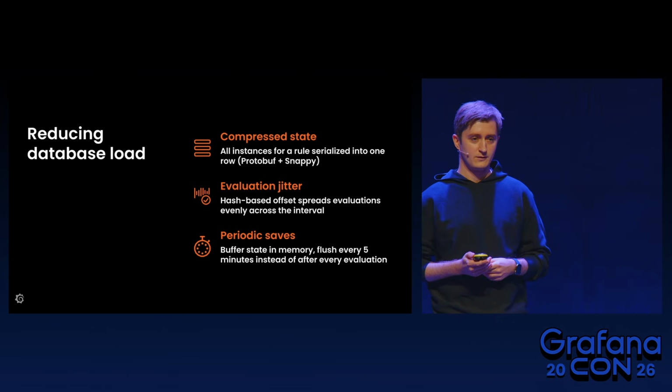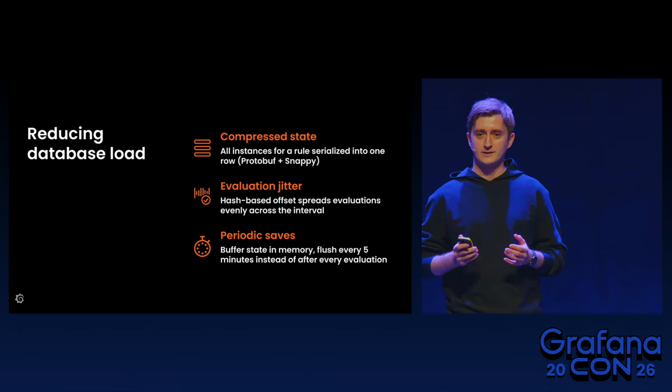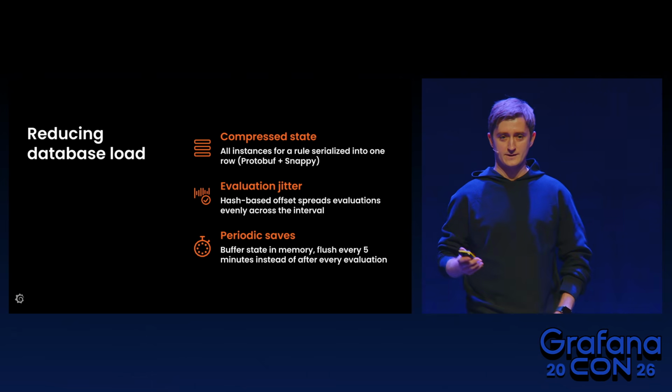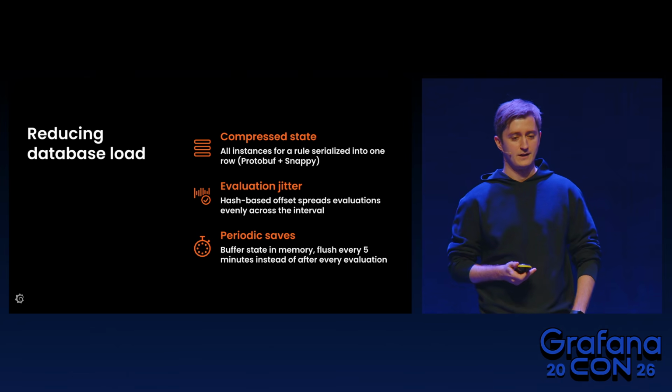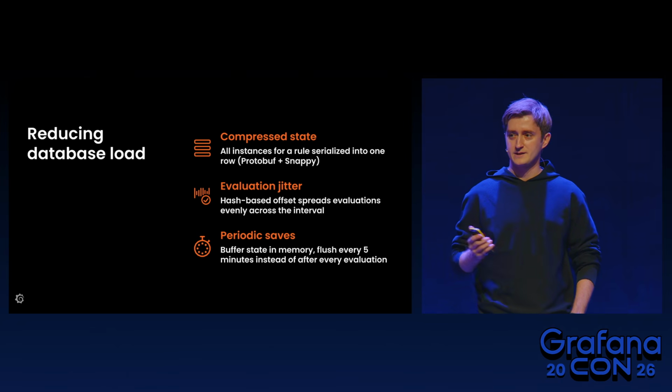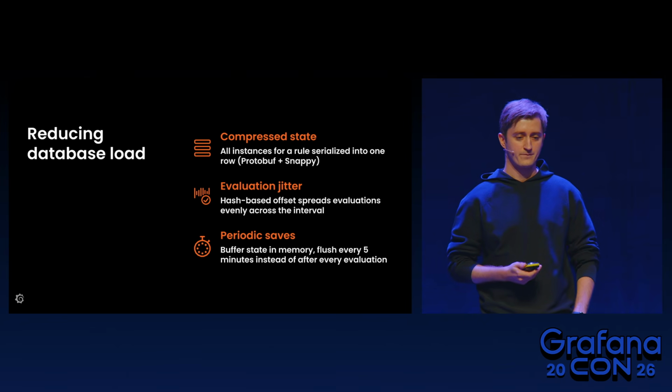And evaluation jitter, without which Grafana runs all alert rules on the same interval at once, and that creates a thundering herd that slams your database and data sources. So instead, it can calculate a deterministic offset and spread rule evaluations evenly across the interval.